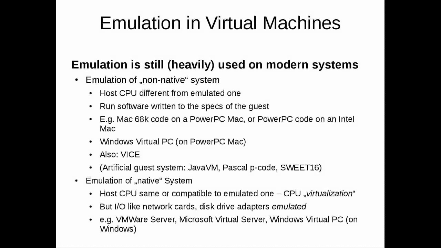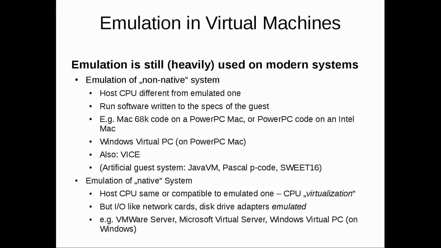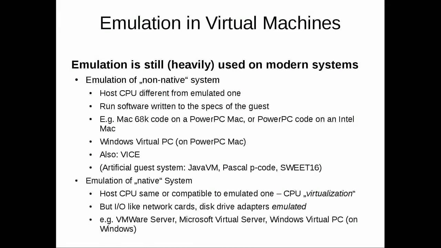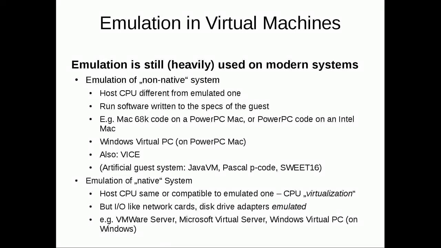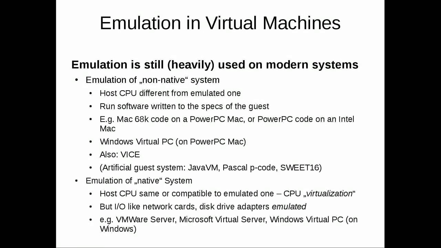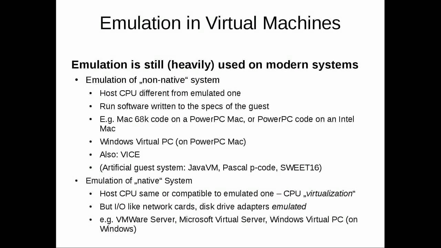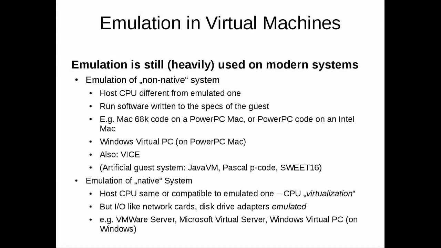Emulation of native systems means that the host CPU is the same or compatible to the emulated one. It's also called CPU virtualization sometimes. But I/O like network cards and disk drive adapters are often emulated. And it's used for VMware Server, Microsoft Virtual Servers, Windows Virtual PC on Windows. So emulation is still a very current topic.